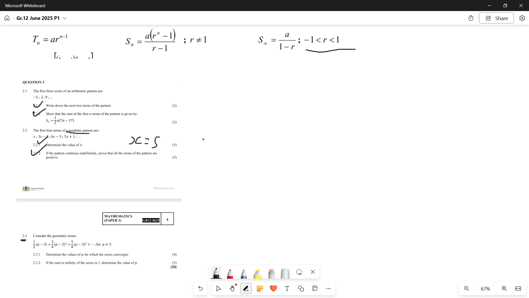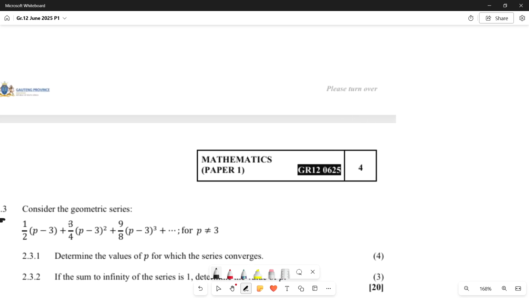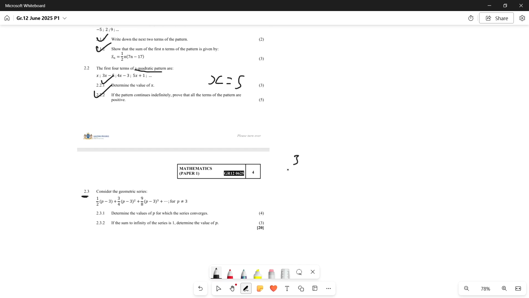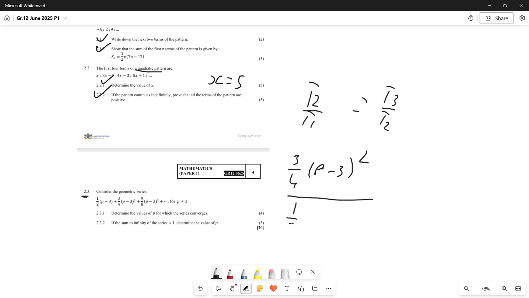We first need to get our ratio. And the way we get a ratio is by taking the second value, dividing it by the first value, and taking the third value, dividing it by the second value. So what we need to do is we're going to go 3 over 4 p minus 3 squared, because this is t2 over t1 equals t3 over t2. So t2 is 3 over 4 p minus 3 squared over 1 over 2 p minus 3. So right here, what we have is this guy is gone and this whole guy is gone because they simplify.